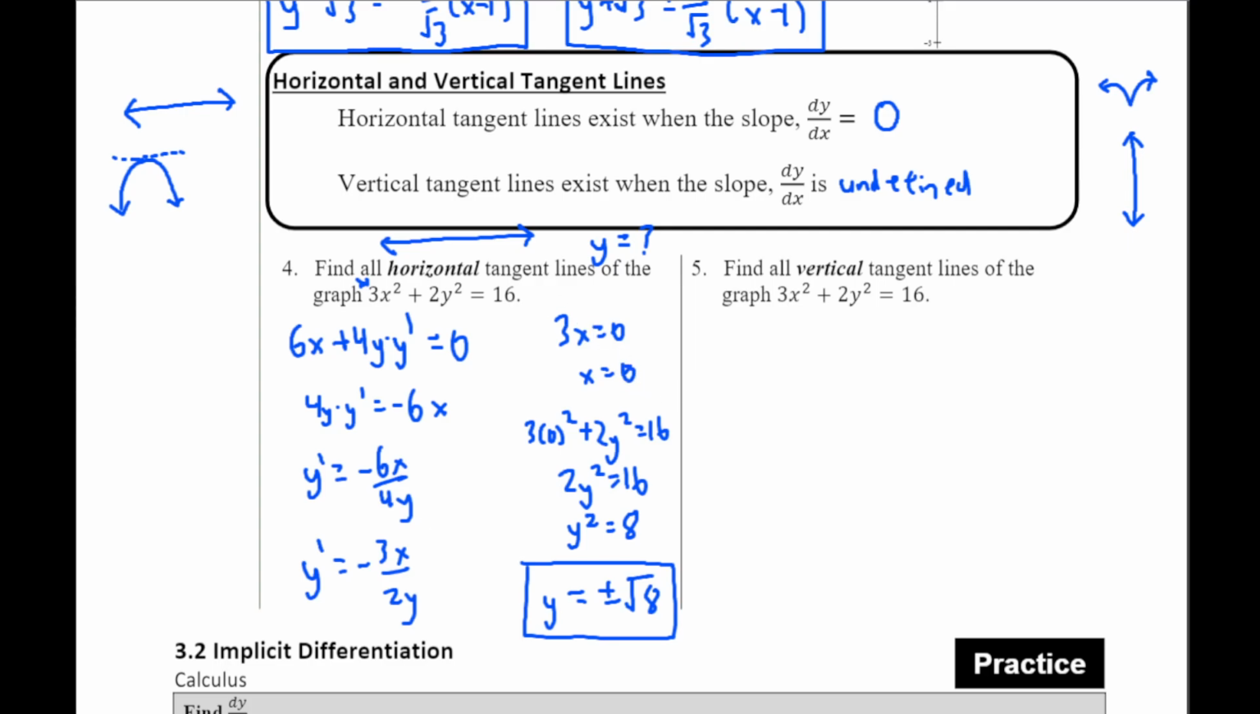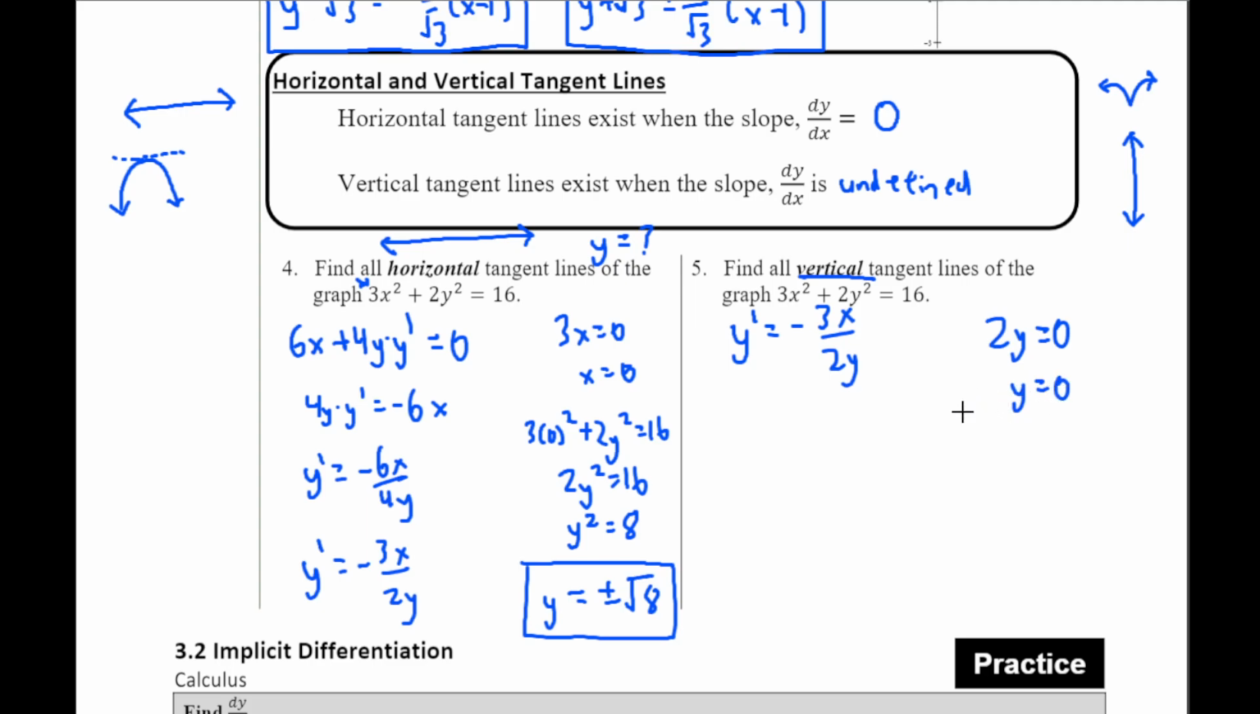So question 5, we're finding all vertical tangent lines, looking for when y prime is undefined. This is the same function as before. So we have y prime is equal to negative 3x over 2y. Because it's vertical, we want to know when dy/dx is undefined. That's when the bottom of the fraction is 0. So when is 2y equal to 0? Well, that's just when y is equal to 0.